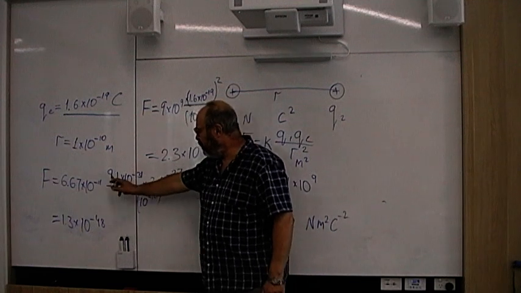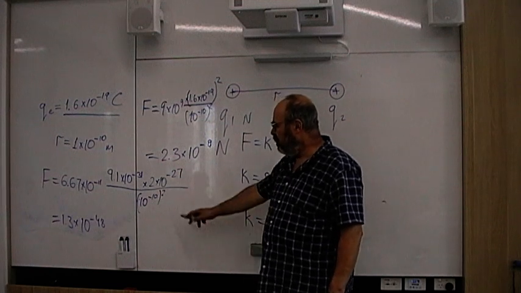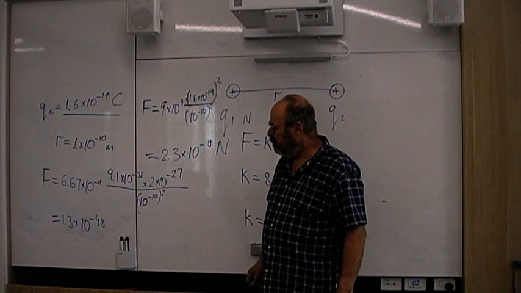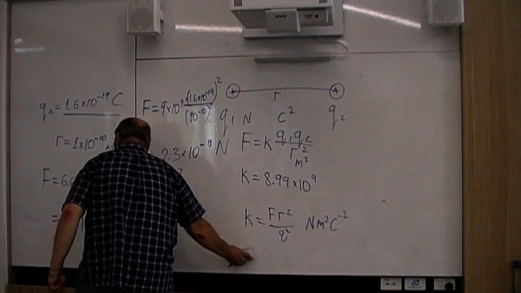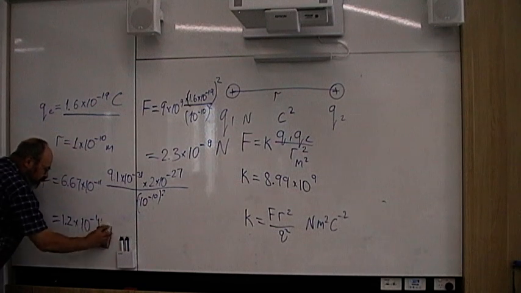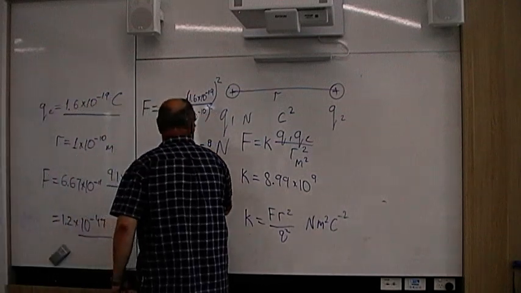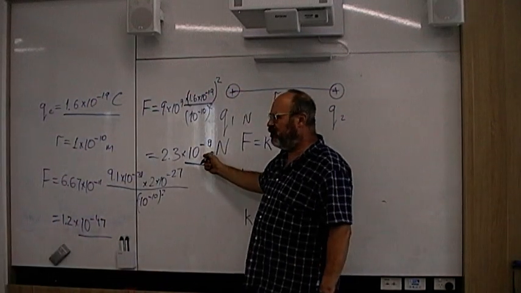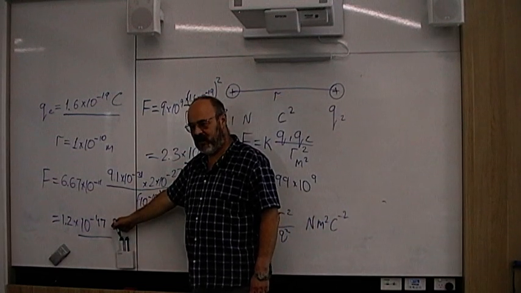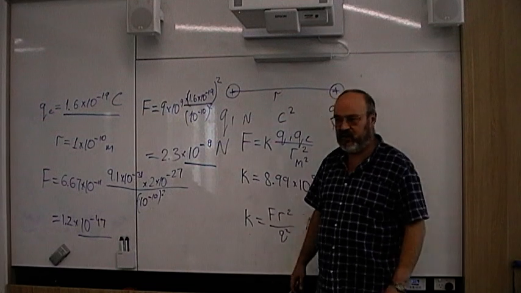6.67 times 10 to the negative 11, 9.1 times 10 to the negative 31, times 2 times 10 to the negative 27, over 10 to the negative 10 squared. 1.2 times 10 to the negative 47. Can you see the difference? Electrical force is 10 to the negative 8, gravitational between the same objects is 10 to the negative 47. That's how much stronger electrical force is than gravity.